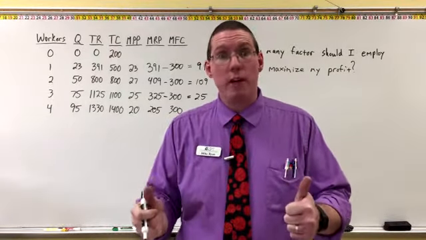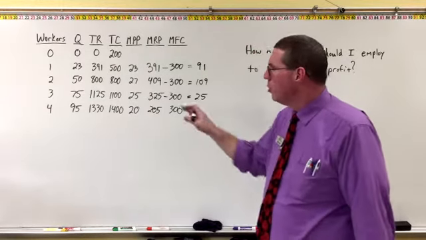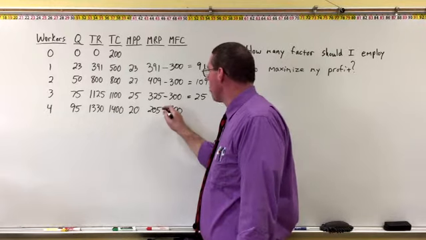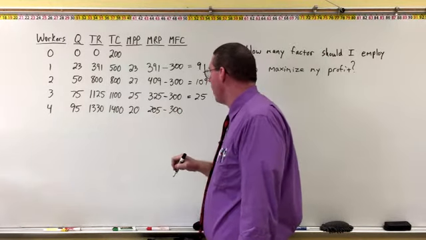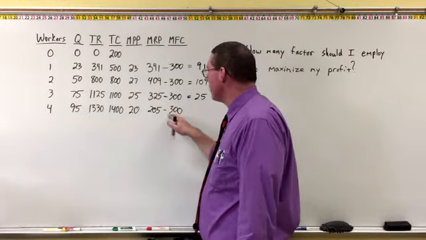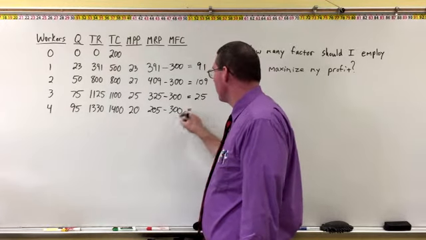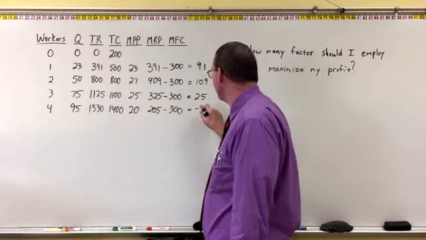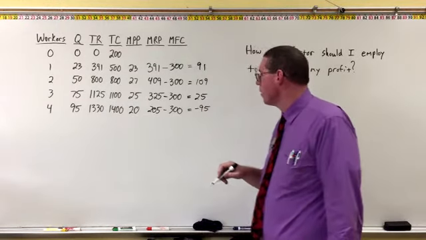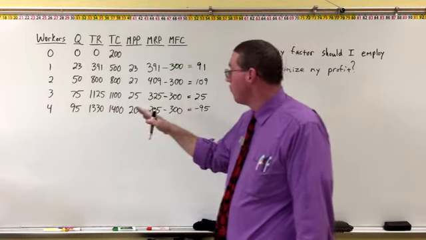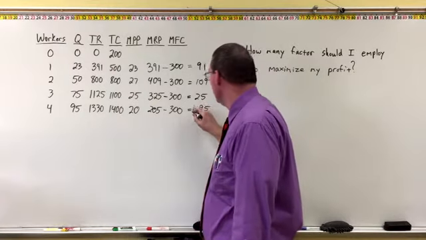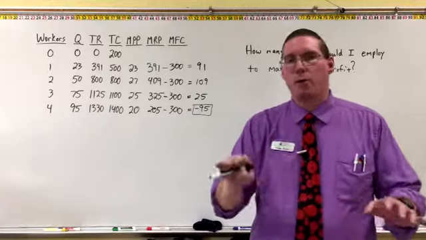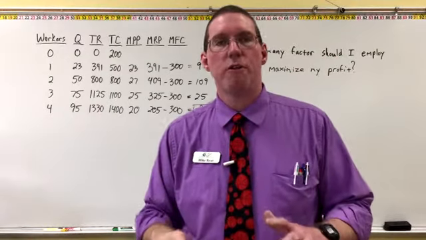That's good. We're going to take it. But look what happens when we get down to the fourth worker here. The marginal revenue product of the fourth worker is $205, but the marginal factor cost for the fourth worker is $300. And if we subtract away the marginal factor cost, we get negative $95. And so what that means is that if we hire the fourth worker, we will actually lose $95 in profit. That's not okay. We're going to say no to the fourth worker.